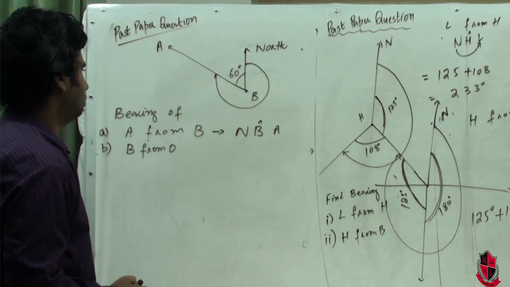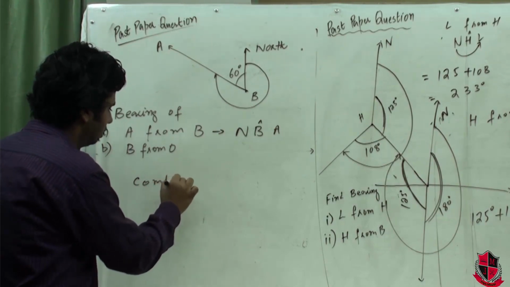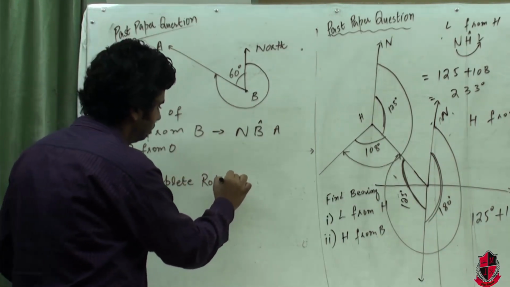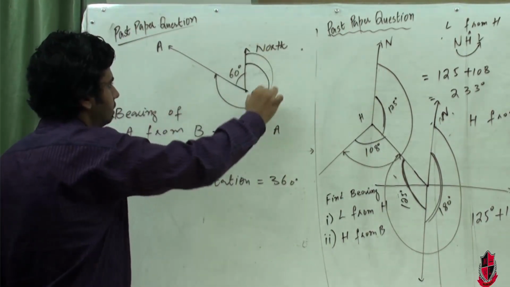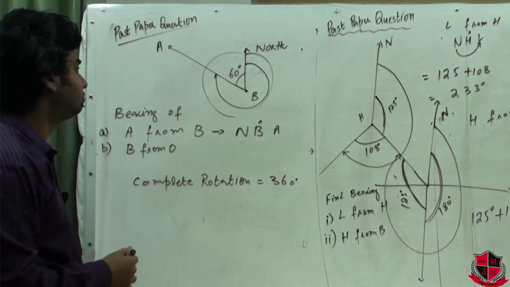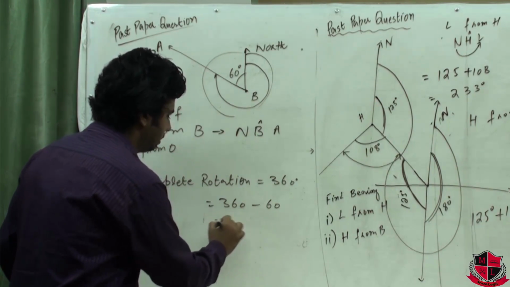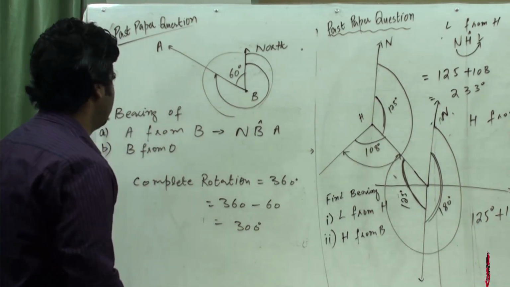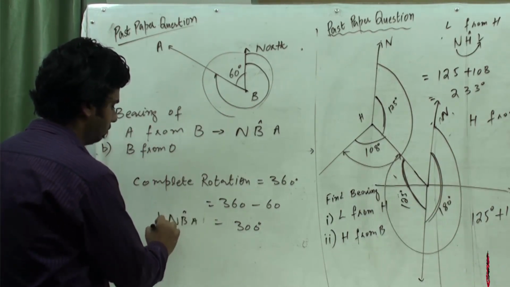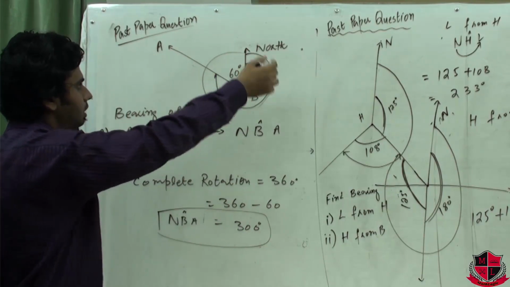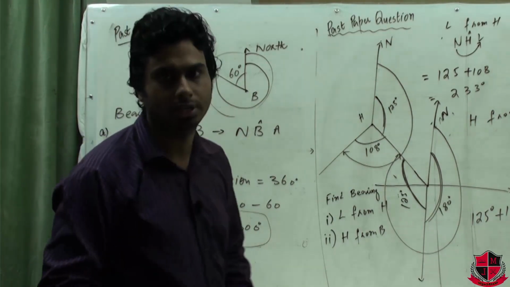So we know that the complete rotation is 360 degrees. This complete rotation is 360 degrees, and if we subtract 60 from 360 we get 300 degrees. So the bearing of A from B, N, B, A, is equal to 300 degrees. Total rotation is 360 and I subtract 60 from 360, so I get my answer, 300 degrees.